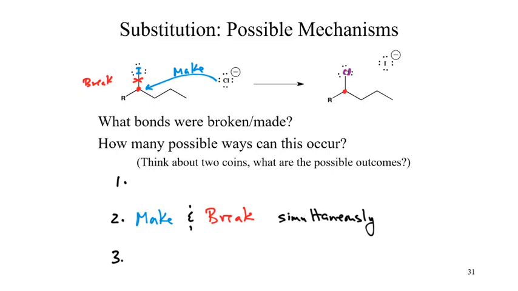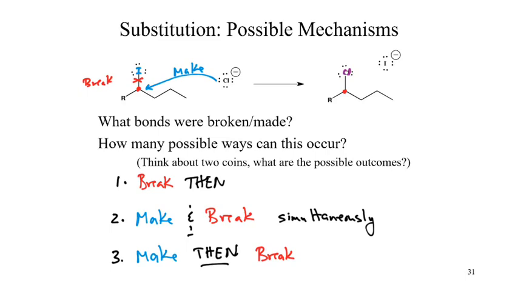Well, how about we make the bond first, then, so notice the change in language, we're going from an "and" to a "then", break in a subsequent step. Okay, and hopefully that sets us up with the last one. We could break our bond first, then we could make our bond.